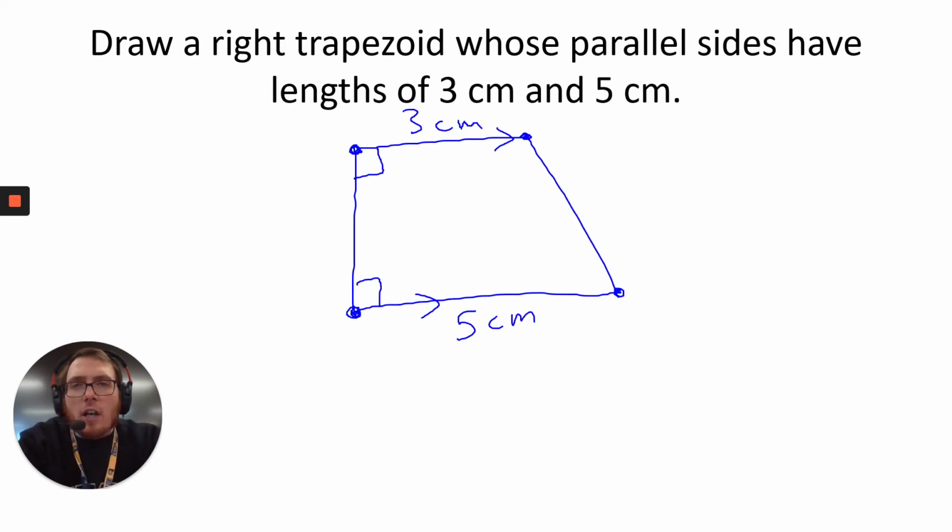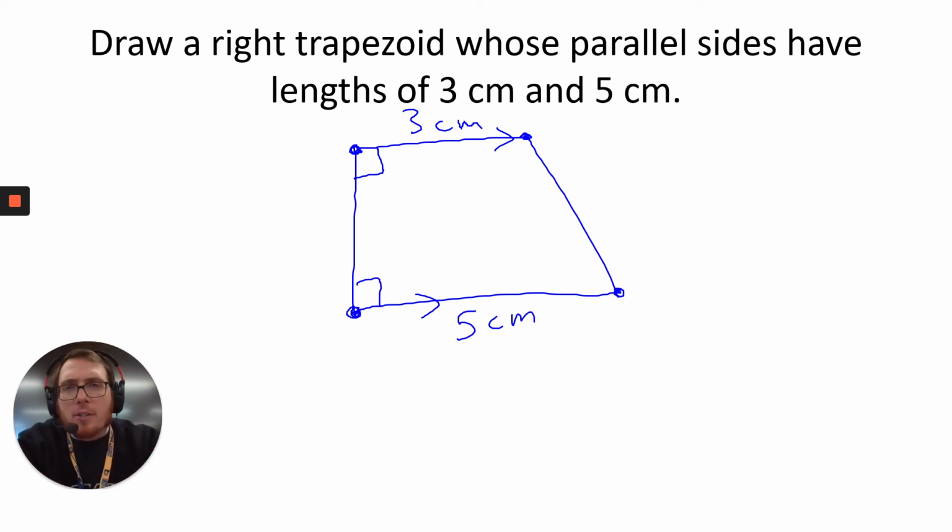The next one says draw a right trapezoid with parallel sides of 3 and 5 centimeters. So a right trapezoid means there's a right angle in it. So this is a different looking trapezoid than what we normally draw. We normally draw what's known as the isosceles trapezoid that we talked about the other day, where the two sides slant in and there's the longer side and the shorter side.